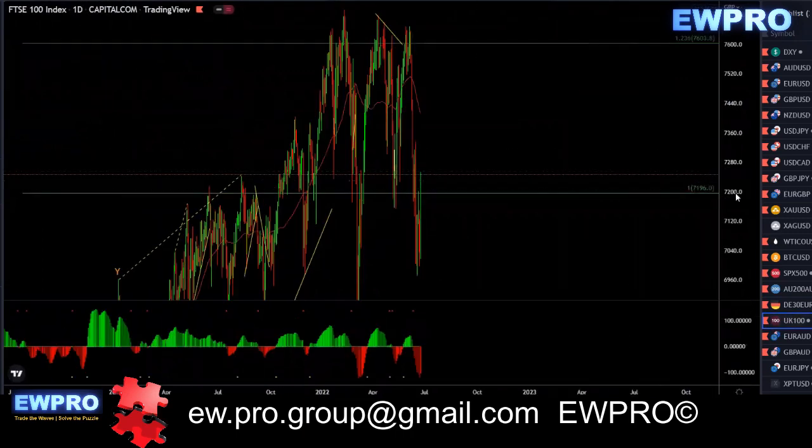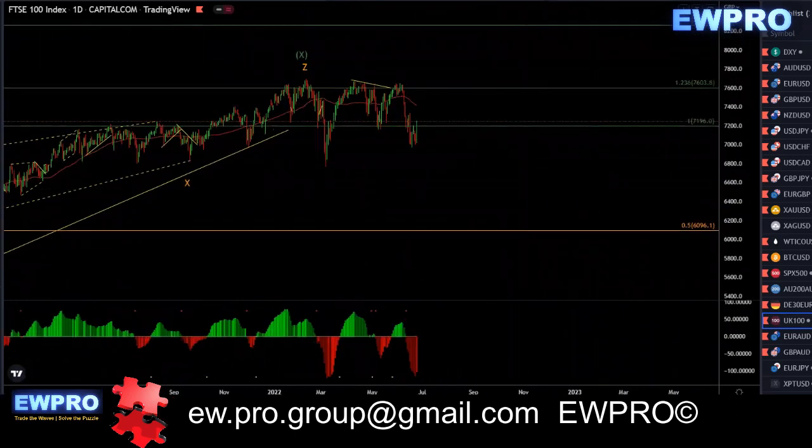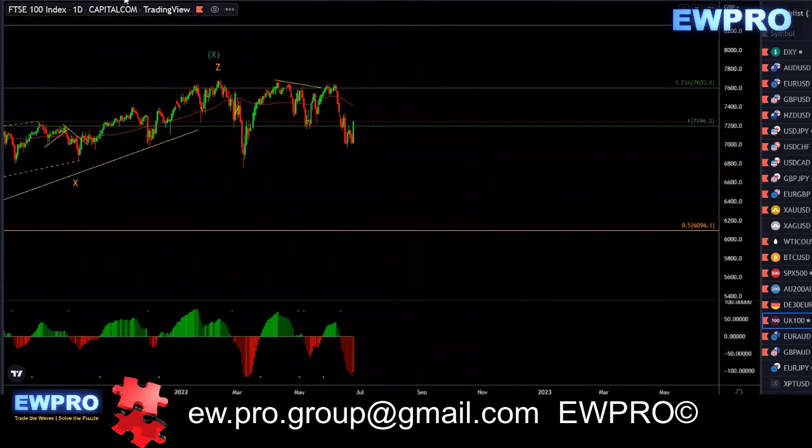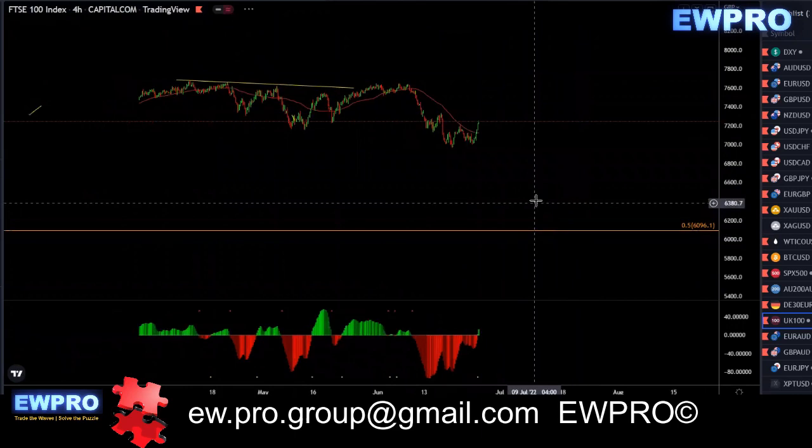UK 100, the FTSE. Again, we've got a very deep pullback, looking for an A, B, C. This one hadn't broken the low here yet, and you can really only sell this on the daily. We're looking for that 50 fib retrace.